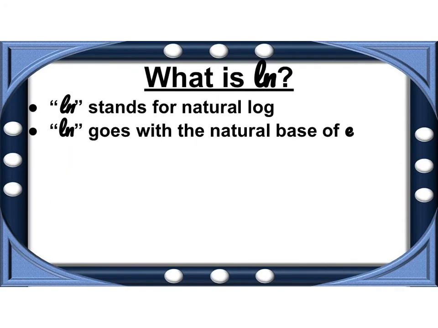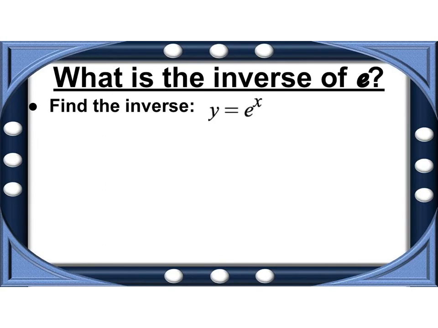So what is ln? And I wrote it in cursive. It is usually lowercase ln. I just didn't want it to look like in. It is the natural log, and it goes with our natural base of e. They go together, just like 10 and log base 10 go together, or 3 and log base 3 go together. They're going to be inverses of each other. So let's find out how that works.